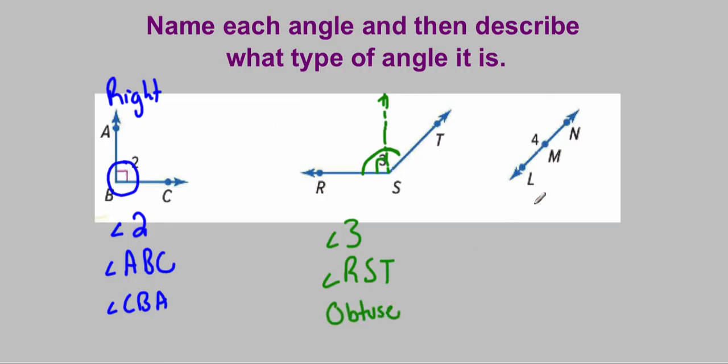And then here, we can call it a couple things. We could call it angle 4, or we could name it. It goes from N to M to L, or you can go the other way, L to M to N. So we can call it angle L, M, N. We're naming it by its points, but it takes all 3 of those to name it. And then what do we call a big angle that's basically exactly a straight line? Well, that's called a straight angle. So I just want you to get back in the habit of being able to identify those by their looks.